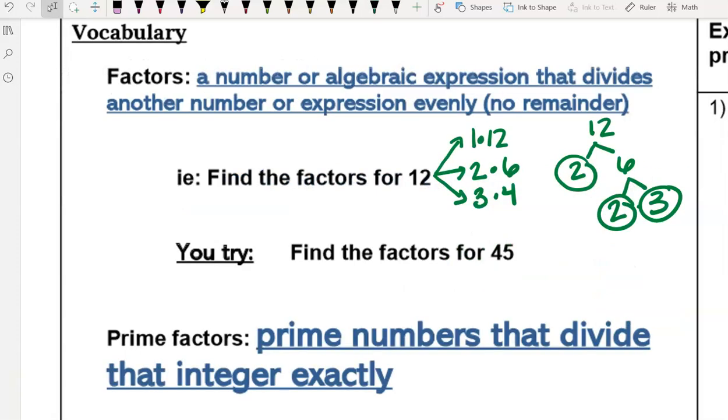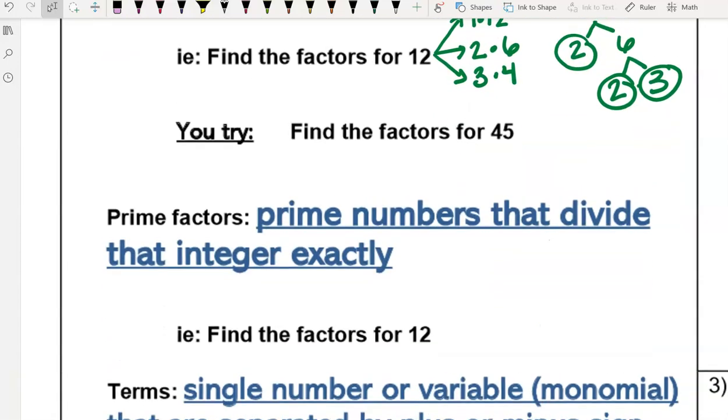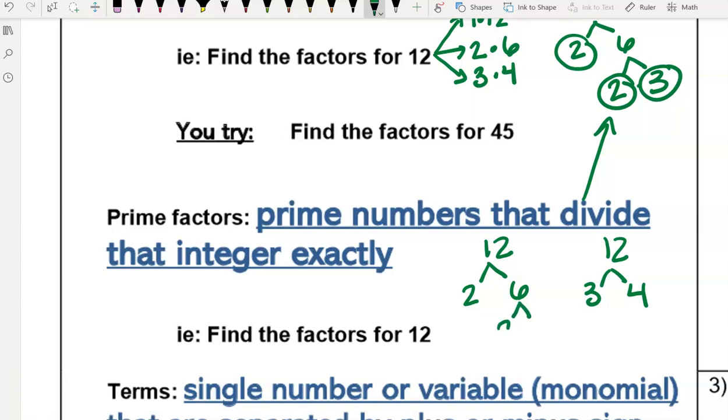Factors of 45, okay? Prime factor, this is the one that we kind of talked about. So prime factors are when we take the 12 and we break it down until they are in prime numbers. So remember, 1 is not a prime number. So 2 and 6, or we can even do 3 and 4, guys. Then 6 is not a prime, so we go further, 2 and 3. So these are all the prime numbers that are factors of 12.